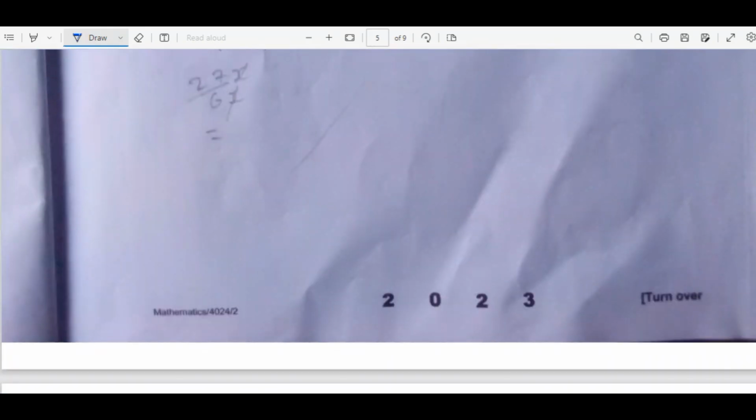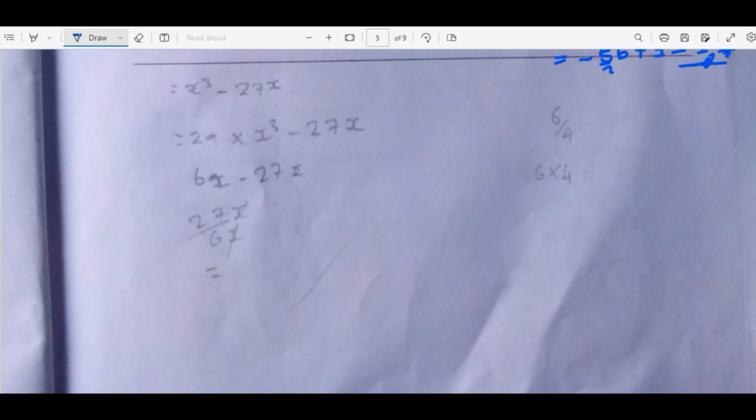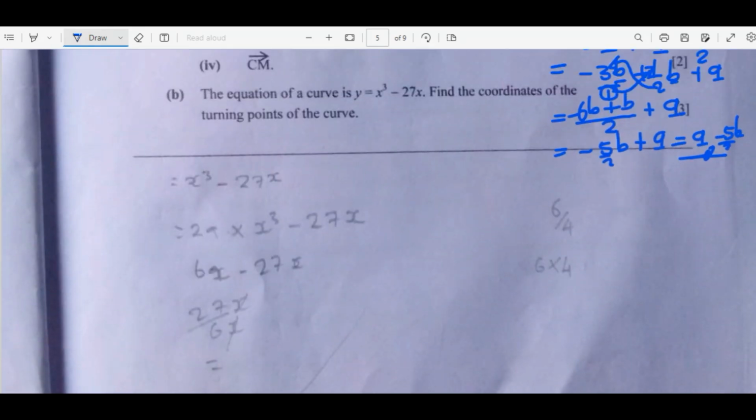Now we move on to a question that involves calculus. The equation of the curve is y is equal to x raised to the power 3 minus 27x. Find the coordinates of the turning points of the curve. Since the power is 3, we are dealing with a cubic function. A cubic function may have 2 stationary points. If we are able to find a stationary point, that is the turning point.